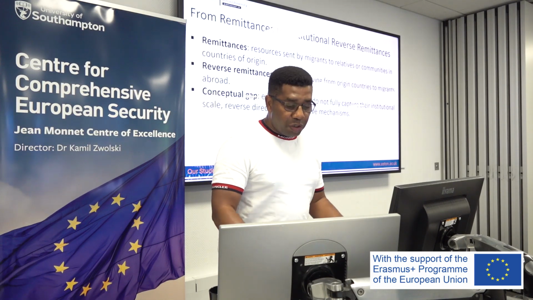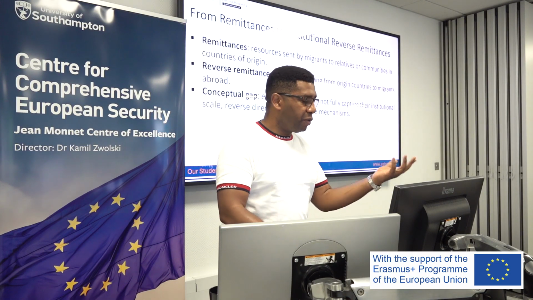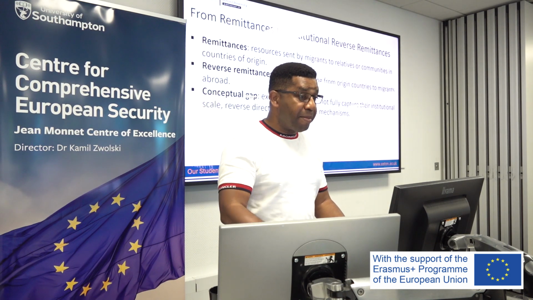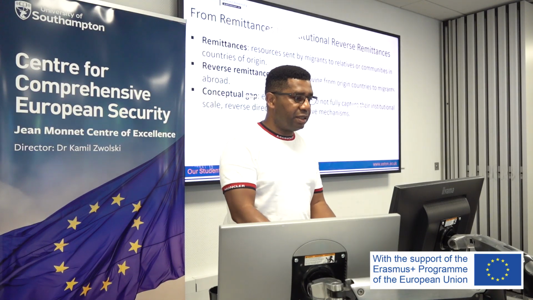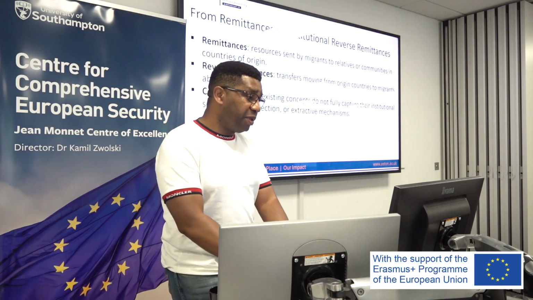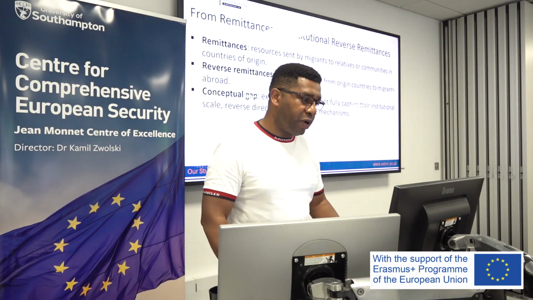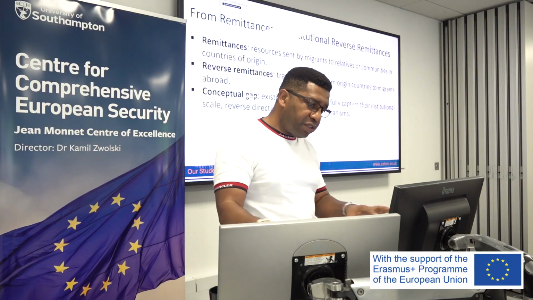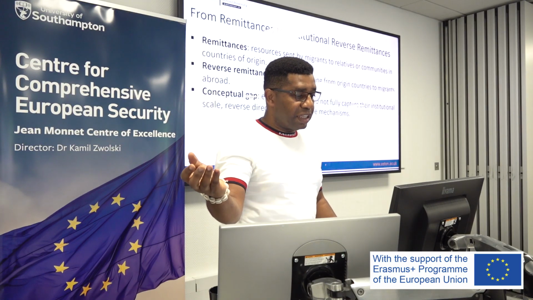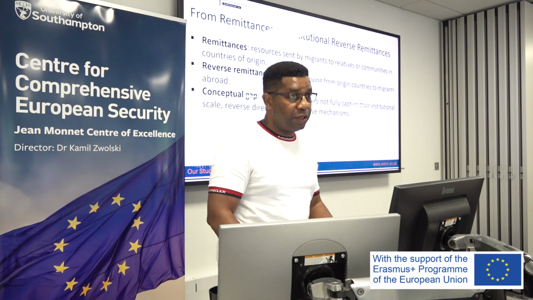So, what do we call remittances? In the remittance literature, remittances are resources. They can be economic, emotional, or social resources that are sent by migrants to their relatives in their communities and countries of origin. And in the reverse remittance literature, we have what we call reverse remittances: the resources that move the other way around. This involves transfers from the countries of origin to migrants abroad. So it's like relatives of a person in Ghana sending money to a student in the UK.